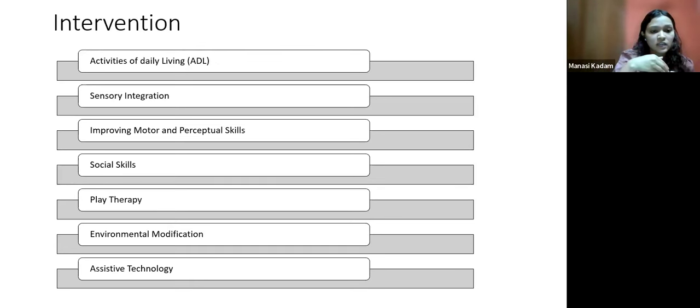Play therapy is again one of the important areas to be practiced with children who have ID. Through play, we make them understand certain behaviors and what is expected, what is not expected. Environmental modification, like I said, if the child has hypersensitivity, then making him eat with a spoon, using a long-handled scrubber. These are the few techniques, few modifications which we need to consider, and the assistive technology. So for communication, we have the Awaaz app, we have picture exchange communication therapy. So all of these things we need to consider for an intervention by an occupational therapist.